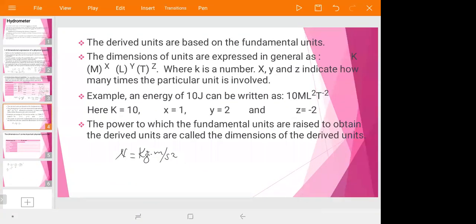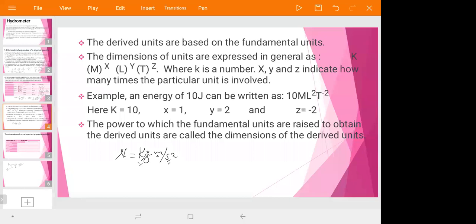If you see this one, Newton is based on what? On fundamental quantities. For example, kilogram is fundamental, meter is fundamental, second is fundamental. Therefore, derived units are based on fundamental units. Therefore, the dimension of units is expressed in general as k M to the power of x, L to the power of y, T to the power of z, where k is a number. For example, 10 Newton means 10 kilogram meter per second square.